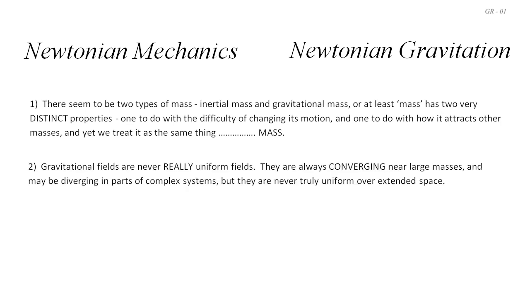Secondly, gravitational fields are never really uniform fields. They're always converging near large masses and maybe diverging in parts of complex systems, but they're never truly uniform over extended space.